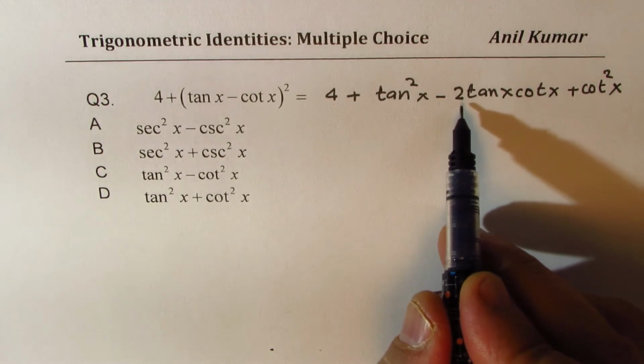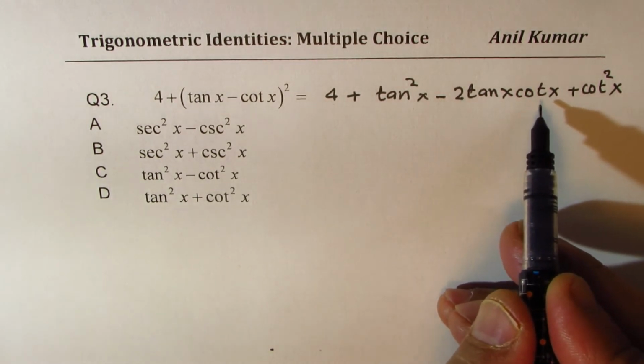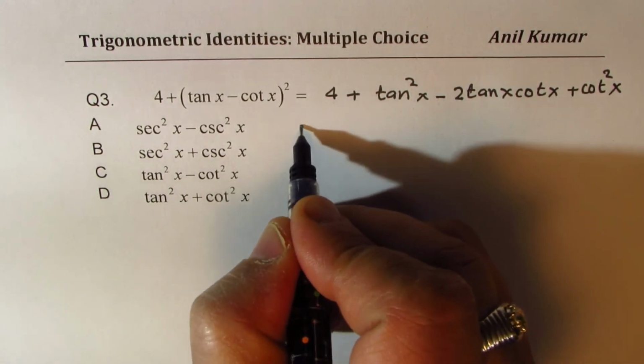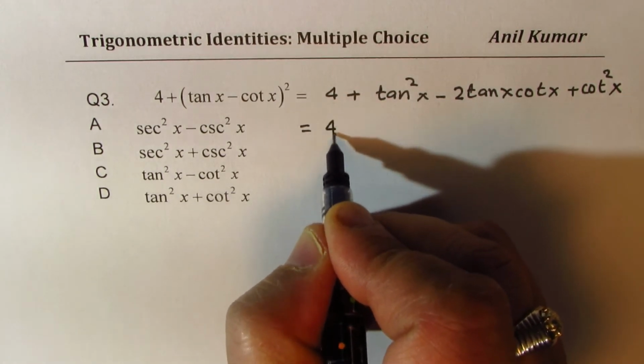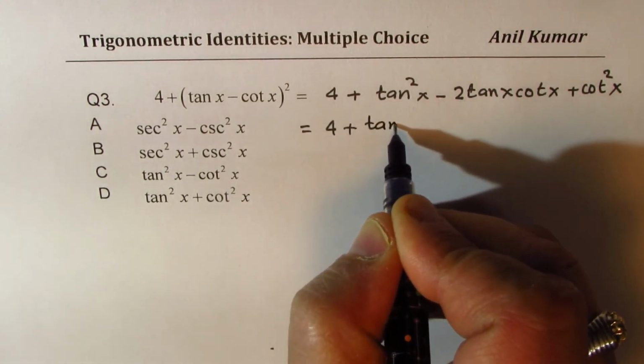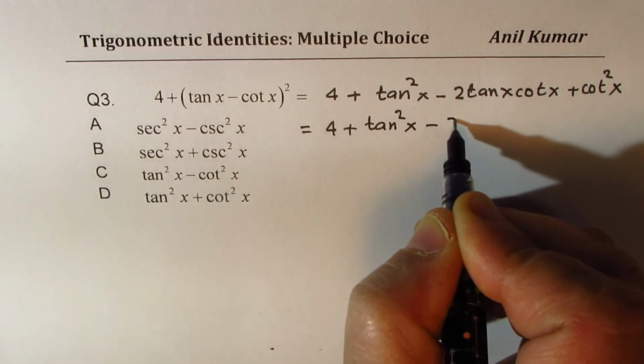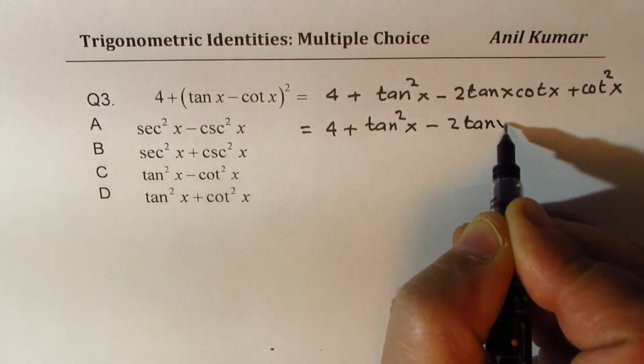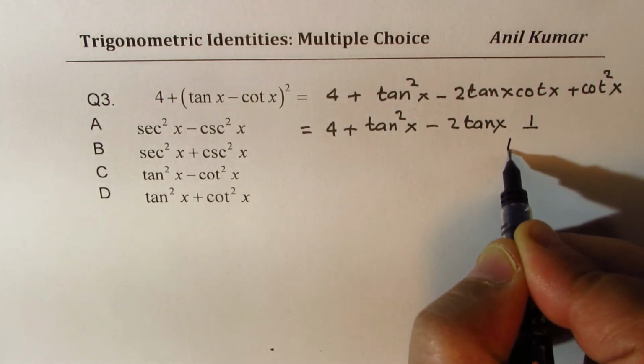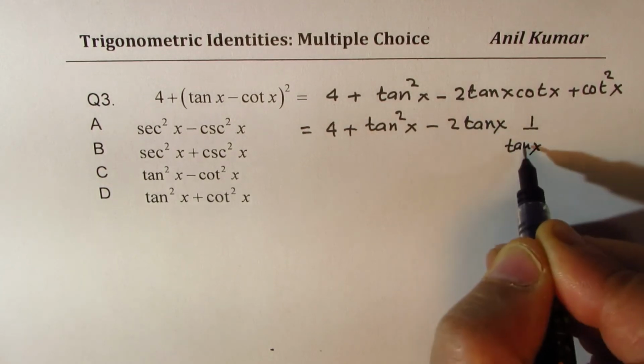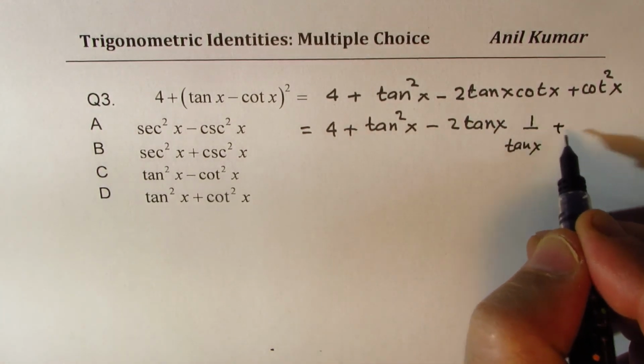Now the term 2 tan x cot x is basically equal to 1, right? So let's write this down as 4 plus, let me do it in steps, tan square x minus 2 tan x cot x, where cot x is 1 over tan x. So that will cancel, leaving us with 2, right?